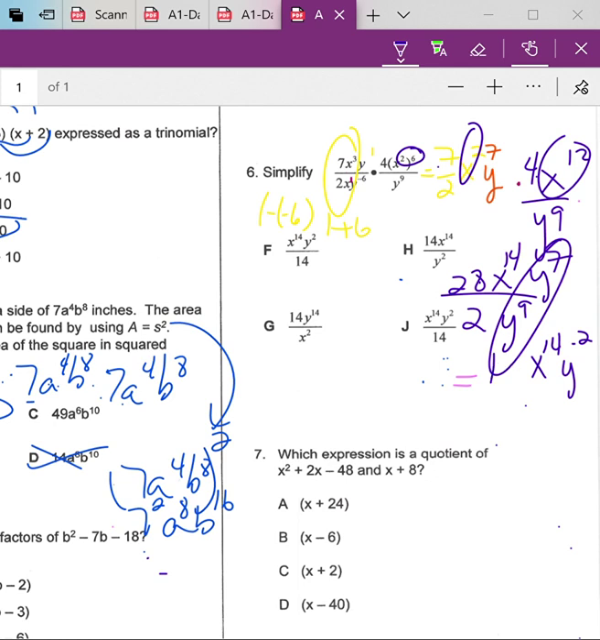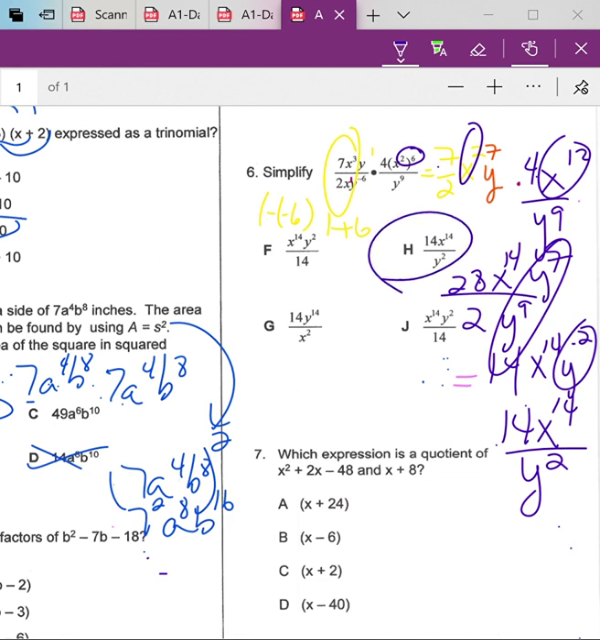is 14. So the only one that moves down is this negative, so my answer is 14, x to the 14, y to the positive 2. Once I move it down, then you make it positive, so our answer is H. Almost done. Let me look at number 7.